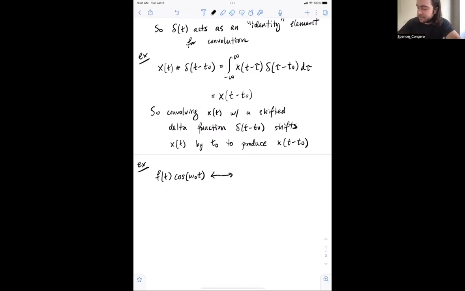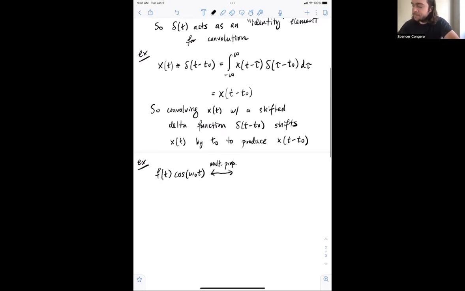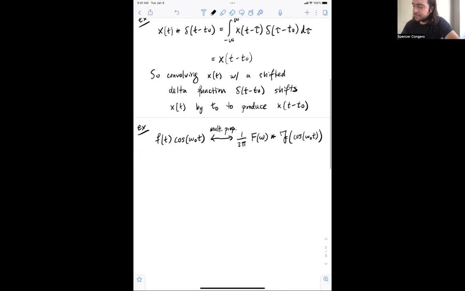Well, how can we do this Fourier transform? Well, we saw a property that's helpful, the multiplication property. We saw that in a previous video. And that tells me that multiplication in time is 1 over 2 pi times convolution in frequency. The convolution of this Fourier transform and the other Fourier transform of cosine. Okay, let's expand this. So we have 1 over 2 pi times F of omega convolved with what is the Fourier transform of cosine? Well, we saw that in another video too. It's pi times delta of omega minus that frequency plus delta of omega plus that frequency.